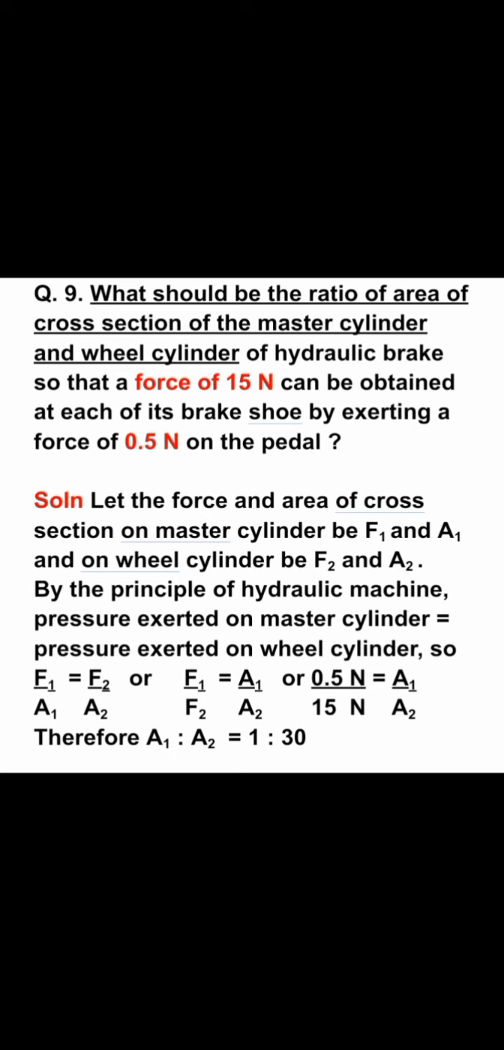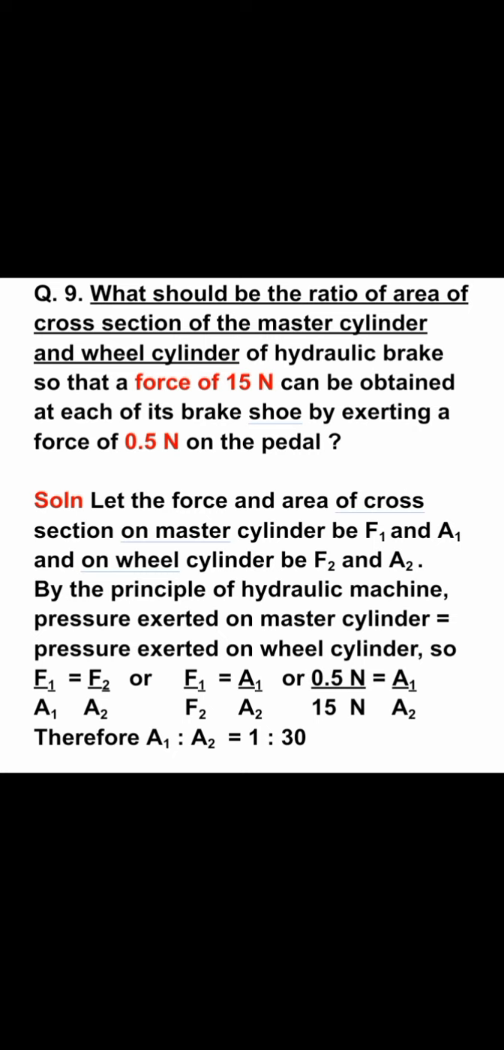Whenever it is simplified, we can also write F1 by F2 equals A1 by A2, by the principle of alternando. F2 is coming to the left side, so it is going to the denominator, and A1 from the right side is going to the left side. The main thing is, if F1 by A1 equals F2 by A2 is given, then we can also write it as F1 by F2 equals A1 by A2.